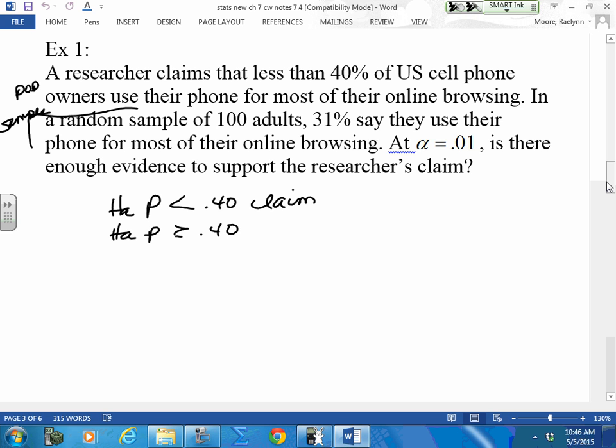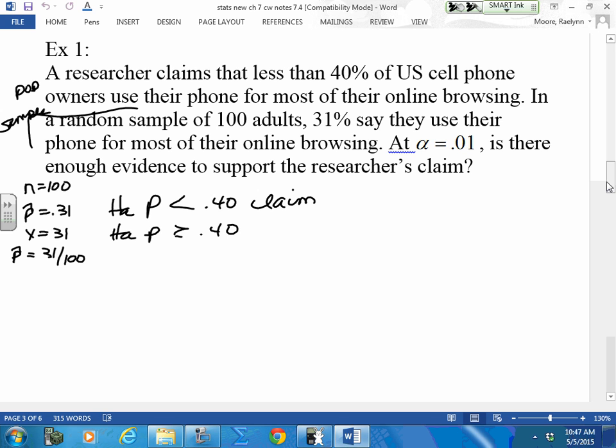Okay. Now, here comes our sample. In a sample of 100 adults, 31% of them said they use their phone for online browsing. So out of the 100 people that were asked, 31 of them said they use their phone. So our p hat is 31%. Now how did I know 31 of them said yes? Out of 100, so 0.31 times 100, I'm without my decimals, so I know that my x was 31, because my p hat is 31 over 100, right? I just worked it backwards.